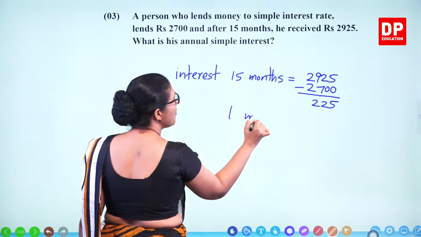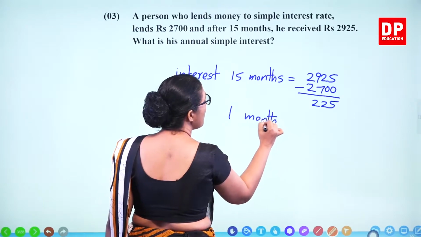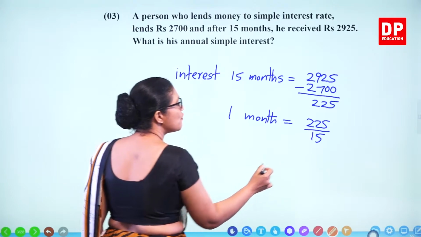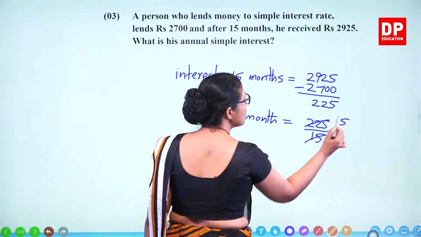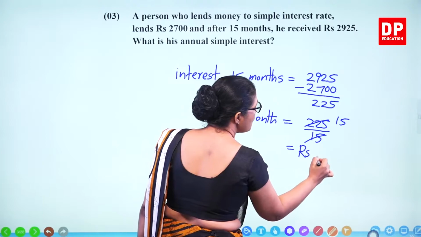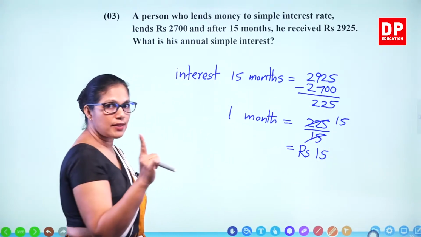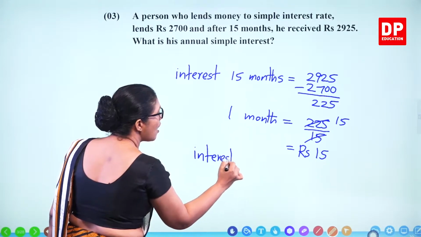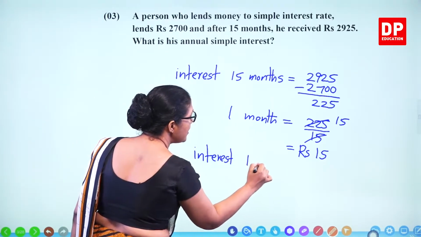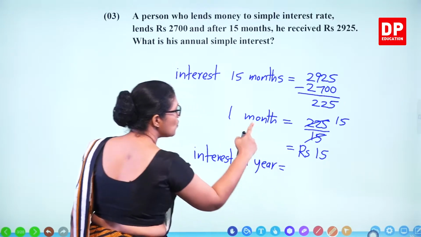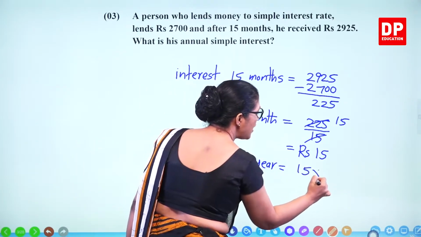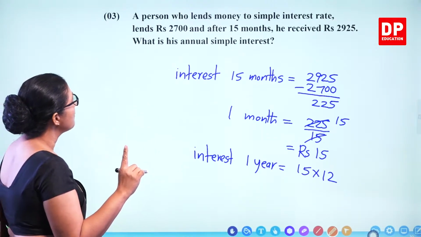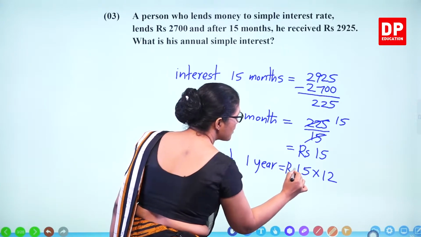So what about 1 month? You have to divide by 15. We know 15 times 15 is 225, so 15 rupees per month. So what's the interest for 1 year? This is 1 month, so you have to multiply by 12, as 12 months are there in a year. So 15 times 12. Now we can find the interest rate.